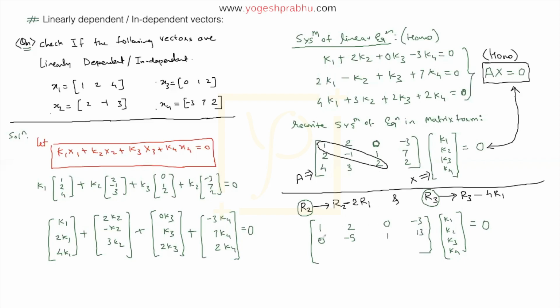R2 is converted to these new values now. And now next is for R3. What you will do, you will multiply R1 by minus 4 and add to R3. Multiply by minus 4. 1 into minus 4 is minus 4. And then you add it here. This will become 0. And that's what we want.